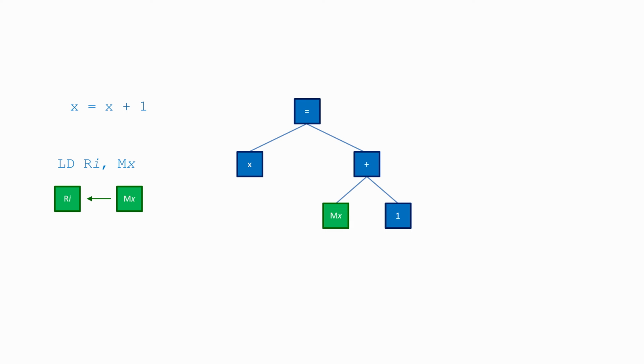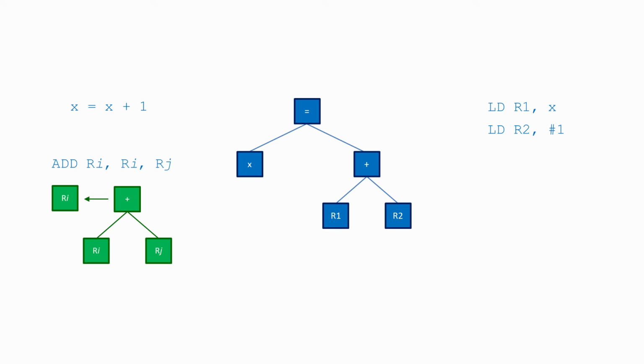So the node for x in the input tree is replaced with a node for register R1, and an instruction to load x from memory into register R1 is omitted. The next matching rule is that for loading a constant into a register. Another input tree node is replaced, and the instruction to load the value 1 into R2 is omitted.